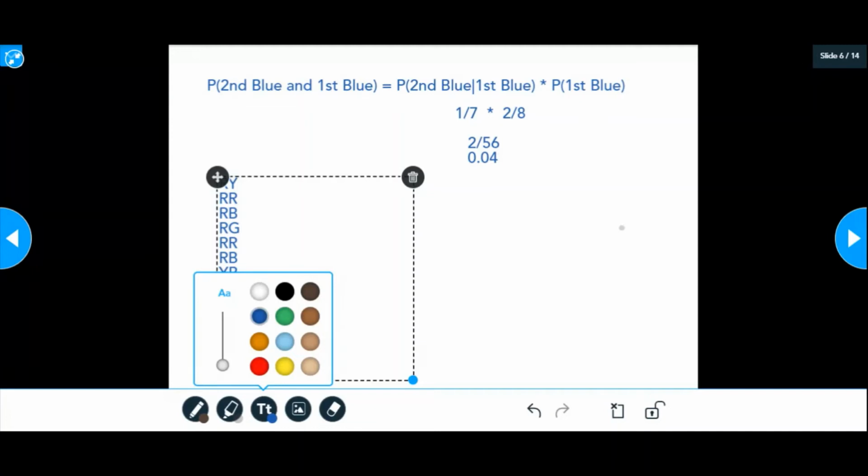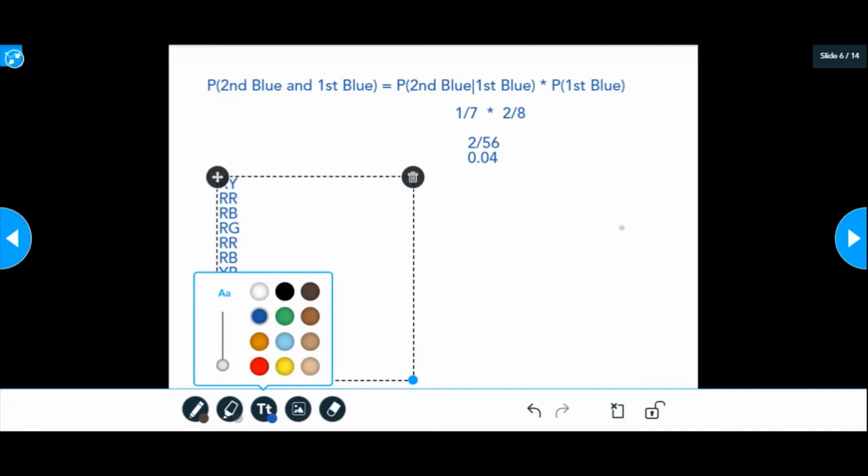So rather than listing out your sample space, creating this really long list and a cumbersome way of calculating the probability, this formula gives us the ability to calculate it quicker. We can calculate this conditional probability, we can calculate this simple probability, and then we can multiply them together to get our total probability of both things happening at the same time.